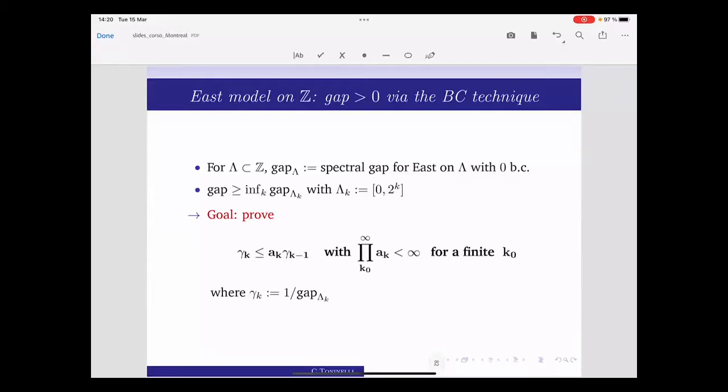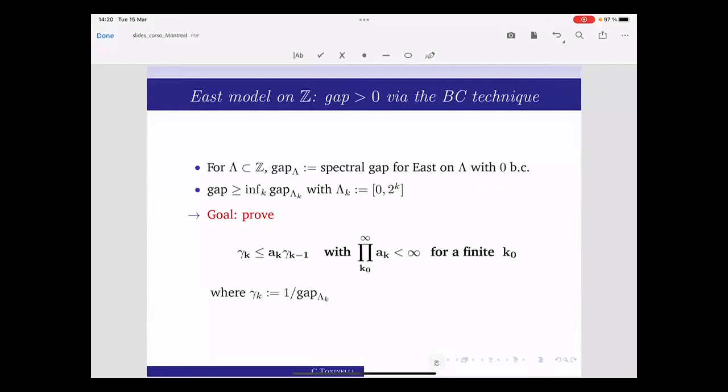this quantity, which is called gamma k, which is the inverse of the spectral gap on the volume lambda, is upper bounded by the same quantity, but on a smaller scale, on scale k minus 1, times a prefactor, this ak. And we want to establish this inequality in a way that we can iterate it and prove that we remain uniformly bounded, so that the supremum over all gamma k remains bounded away from infinity.